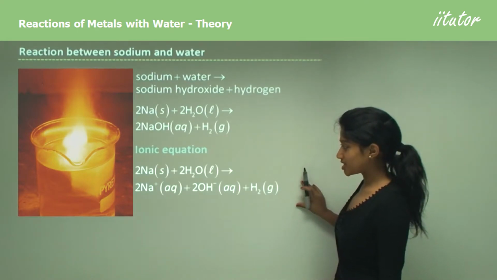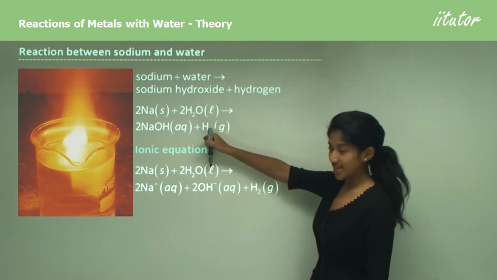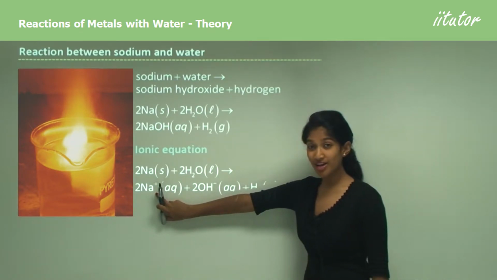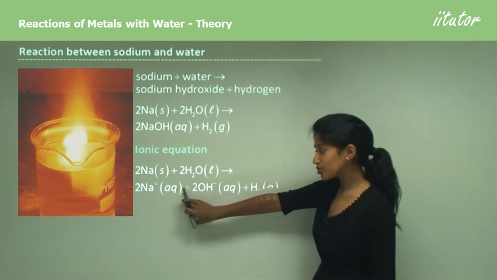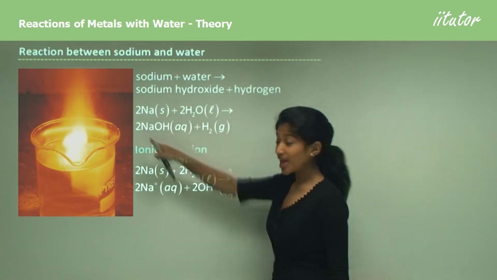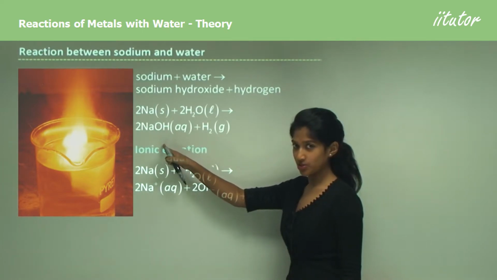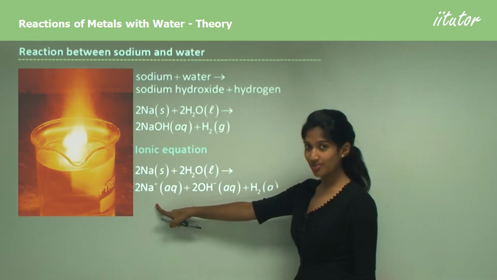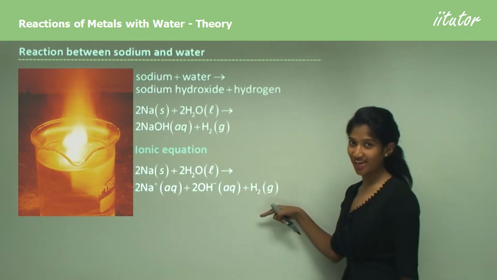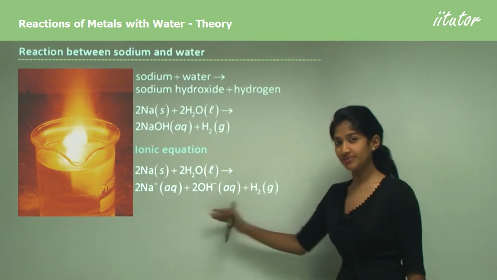Now when you're writing it, this is how it's going to look like. Our sodium is going to stay the same. Our water is going to stay the same as well. But when you're writing your sodium hydroxide, you'll have two sodium ions being produced with two hydroxide ions. Now you can see that the two from here has gone into both of them because we have two molecules of sodium hydroxide being produced. Therefore there's going to be two of the sodium ions and two of the hydroxide ions. And then you just write your hydrogen gas just as it is. So this is your ionic equation where you have split up the ionic bond.